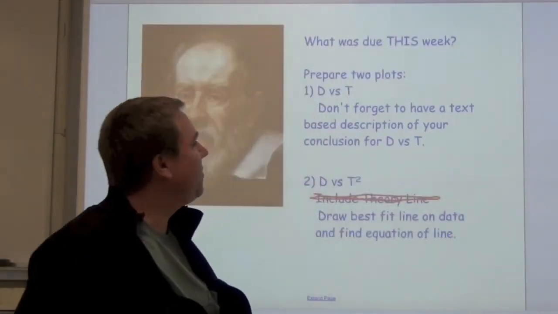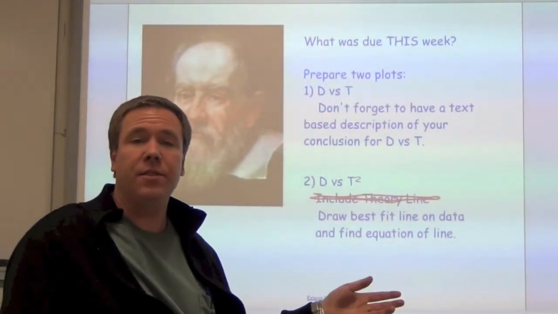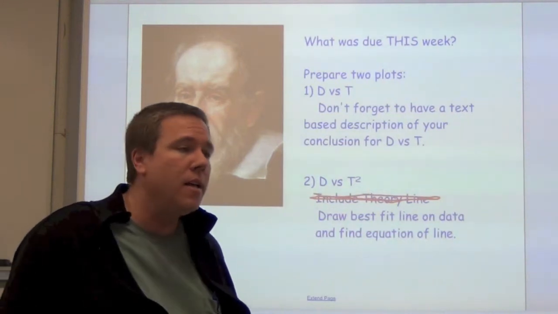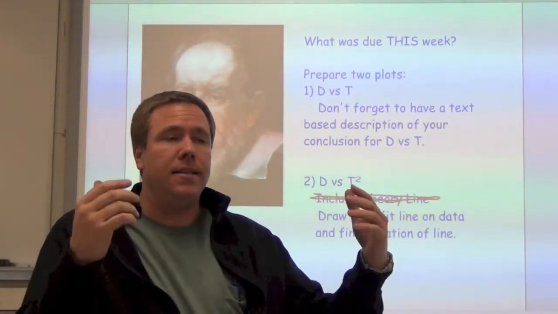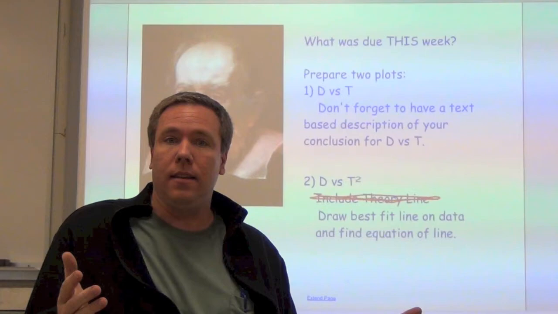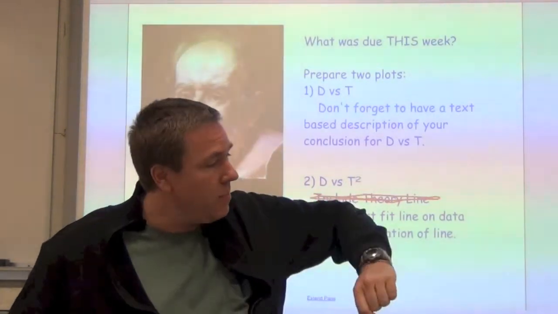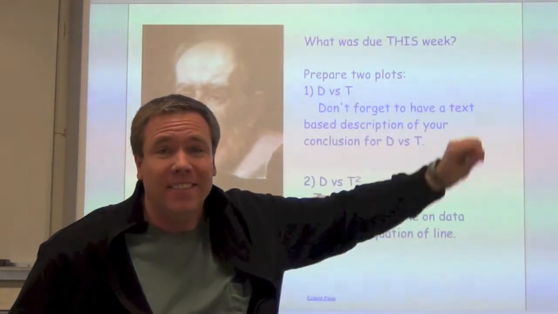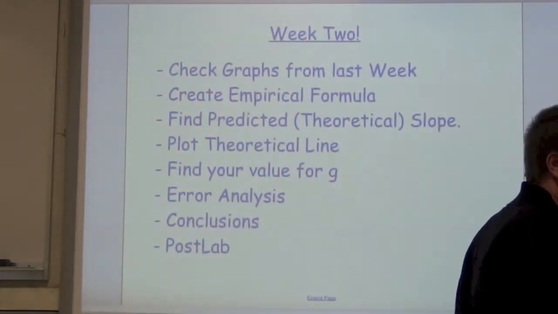All right, what was due this week? Well, you had to prepare two plots, d versus t and d versus t squared. The first plot should have a text on it saying that, hey, this does not look proportional, and maybe you did that elbow parabola, okay? So what about this week?